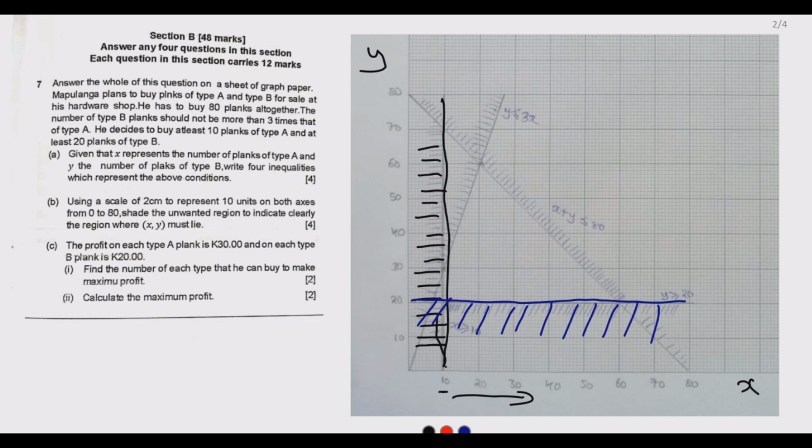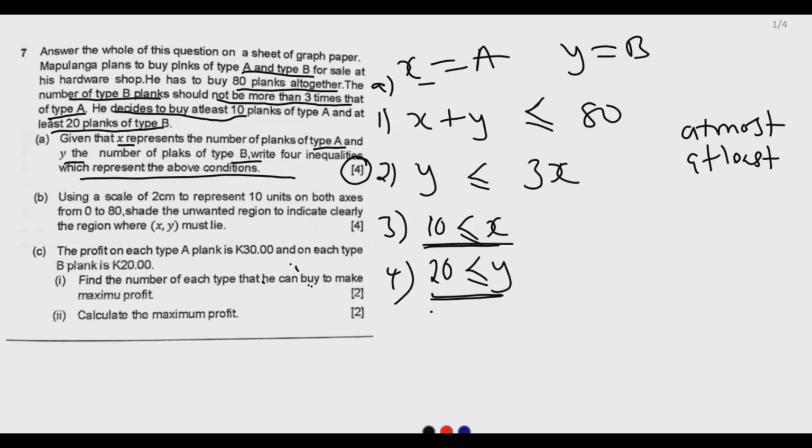Then, remember, y is greater or equal to 20. So 20 is the minimum point. So this is a straight line. So it's along the y-axis, changing when y is maintained.